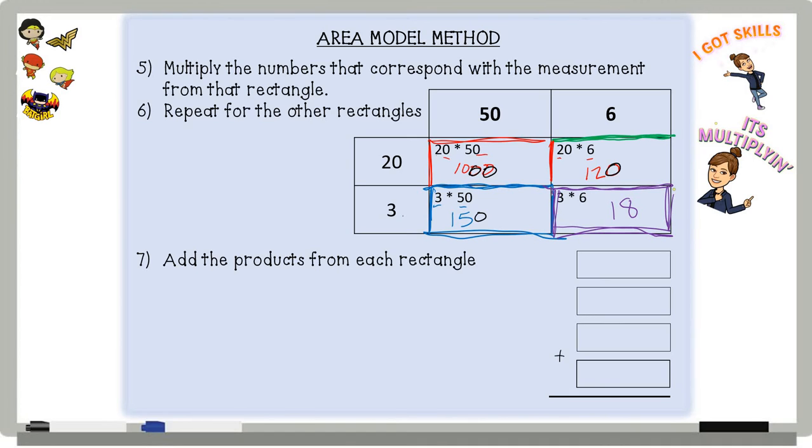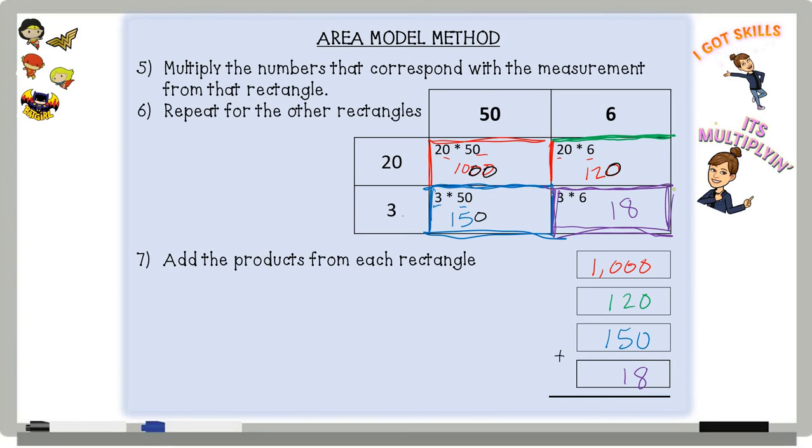All right, so then what I'm going to do is take the product in each rectangle and add them all together. So the first one was 1,000, the next one was 120, and the next one was 150. And then the last one was 18. All right, and then I just go ahead and I add.